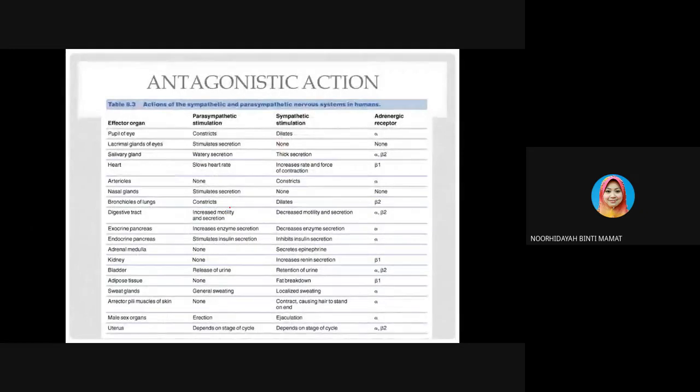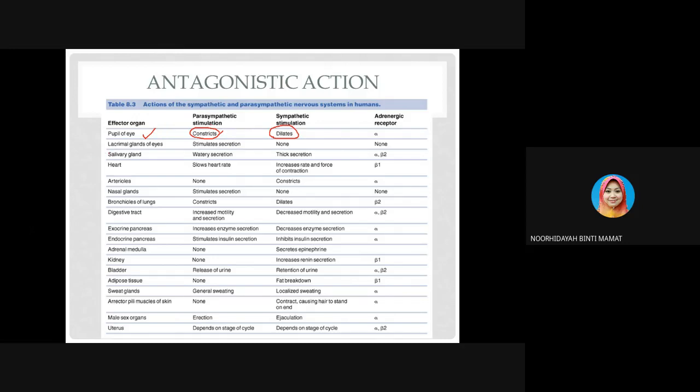Antagonistic action: just now we were talking about how one system stimulates while the other inhibits, right? Vice versa. For example, here is the action of the sympathetic and parasympathetic nervous systems in humans. The effector organ is the pupil of the eye. The parasympathetic stimulation constricts it, while the sympathetic system dilates it.